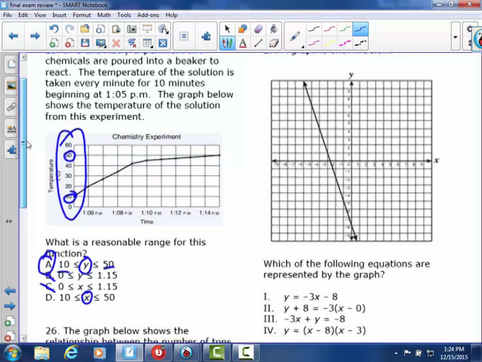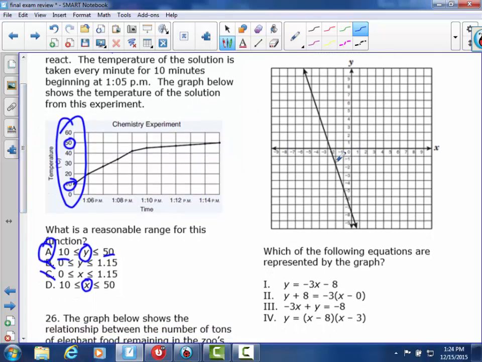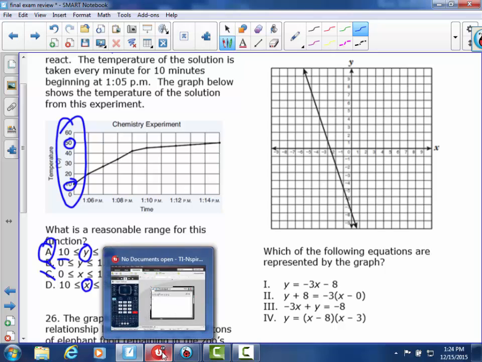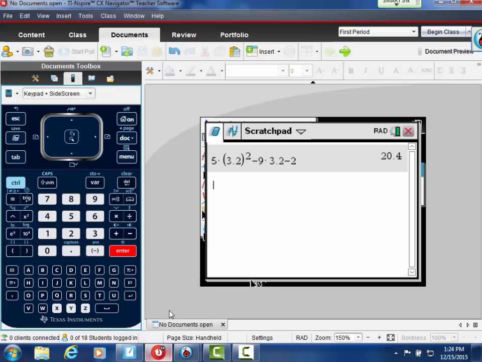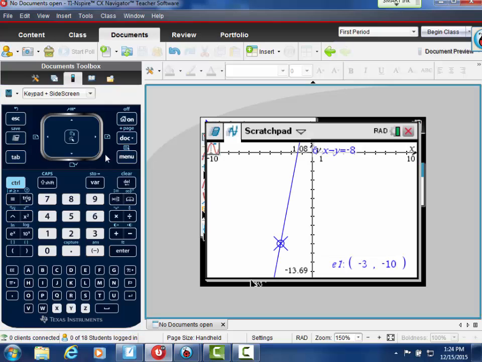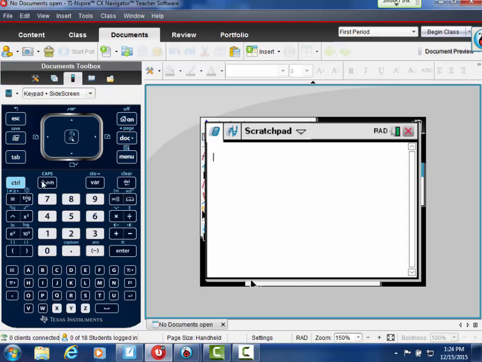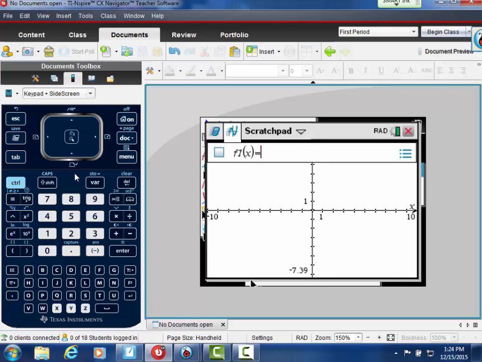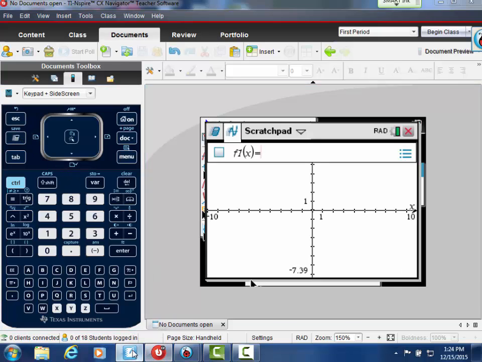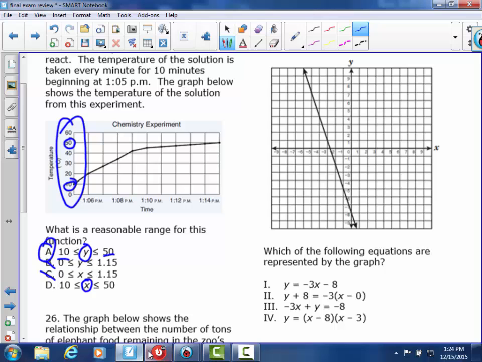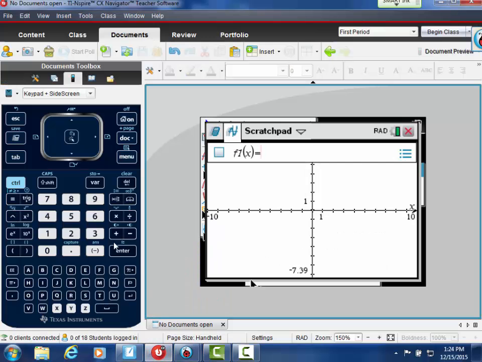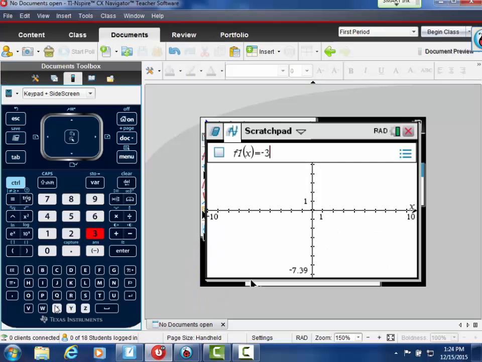Number 27, the graph is shown below. Which of the following equations are represented by the graph? I totally recommend utilizing your calculator at this point. Okay. Just going into graph and let's go ahead and do a doc B. Okay, so when we go into graph, the first equation was negative 3x minus 8. So that one we can just type in, negative 3x minus 8.